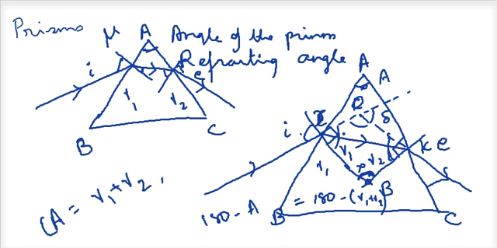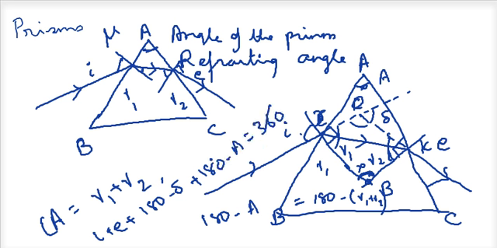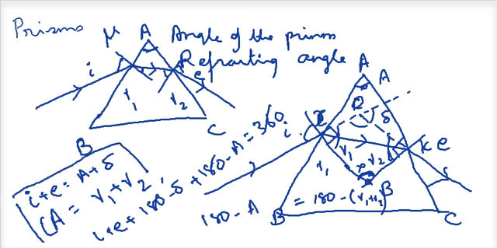Then if we look at that quadrilateral, I have I plus E plus (180 minus deviation) plus (180 minus A) is equal to 360 degrees. So you can cancel these, and then from there you can get another equation: I plus E is equal to A plus deviation. So you have two fundamental equations which we will work with.